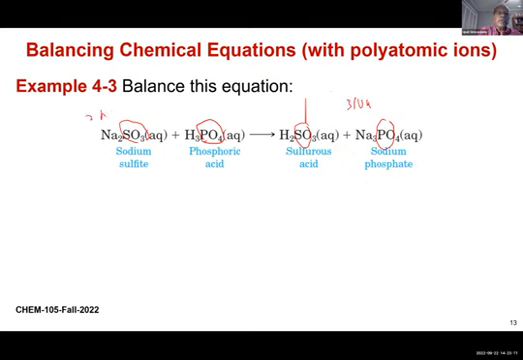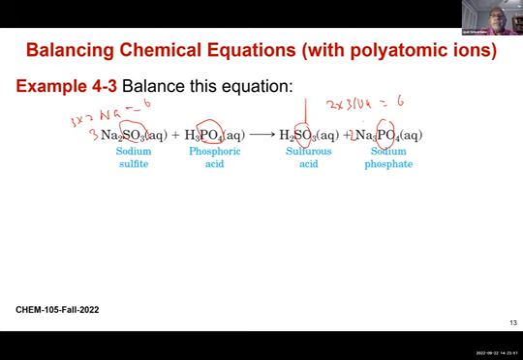2 sodiums here. How do you balance now? You cannot just multiply by a common factor to make them equal. You have to cross multiply. That means 2 times 3, 3 times 2, that makes 6 sodiums. Therefore, you put a 3 here, 2 here. Okay, sodium is balanced.